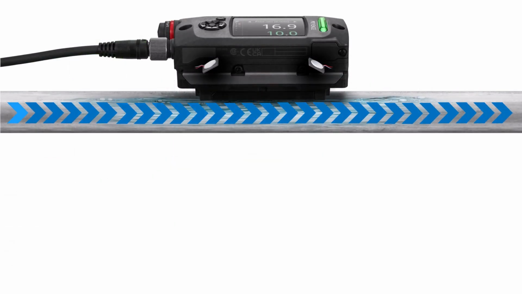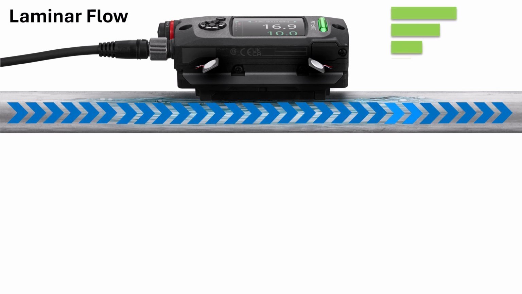Now that we understand what stable detection is and how to identify it with our stability bars, let's understand the principle that leads to stable detection. Laminar flow is a type of liquid flow that is smooth and consistent, leading to the ultrasonic signals being able to be emitted and received by the flow meter. Having laminar flow directly correlates to having high stability.